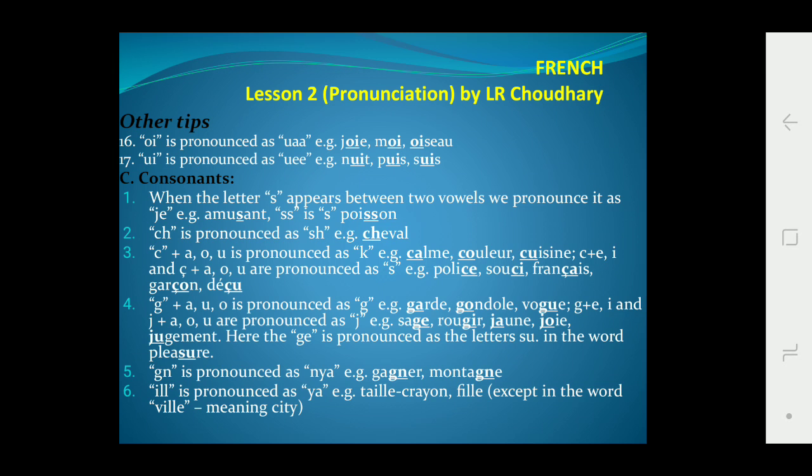Now, the consonants. How do we pronounce them? When the letter S appears between two vowels, we pronounce it as Z, like amusant. And if a double S is there, then we pronounce it like S, like poisson. So there is a difference between a single S between two vowels, pronounced as Z, like amusant, and a double S between two vowels, pronounced as S, like poisson. Number 2, CH is pronounced as sh, like Shankar. An example is cheval. Cheval means horse.